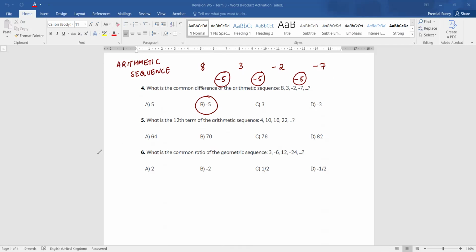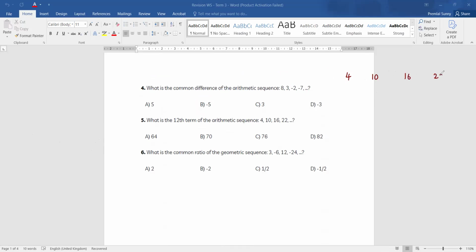Now, that was pretty simple. Moving on to the next question here. What is the 12th term of the arithmetic sequence? The sequence is 4, 10, 16, 22, and so on. Now, we need to find the 12th term.